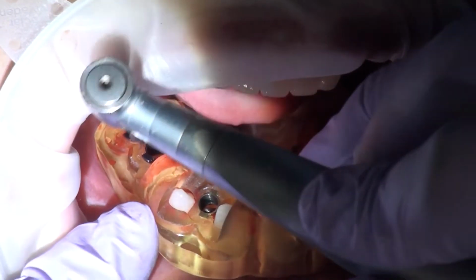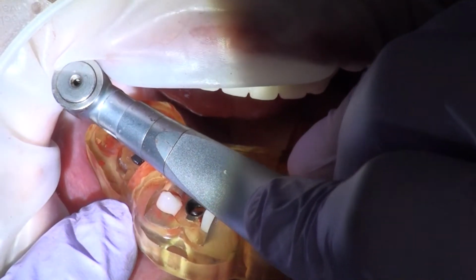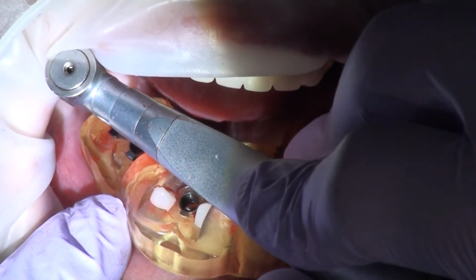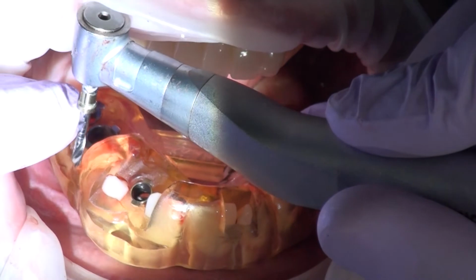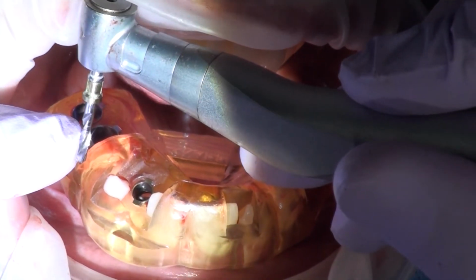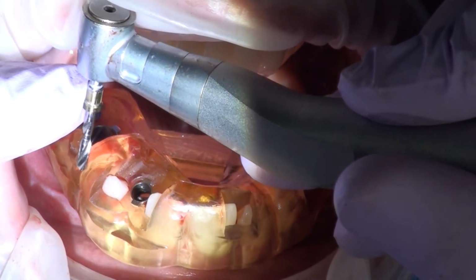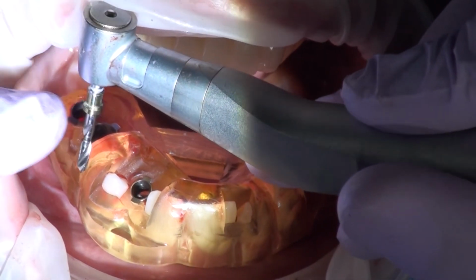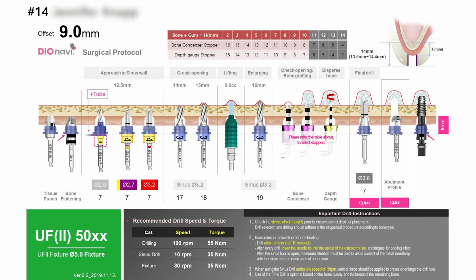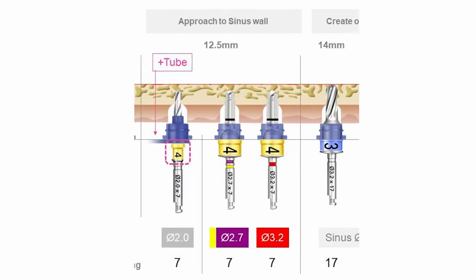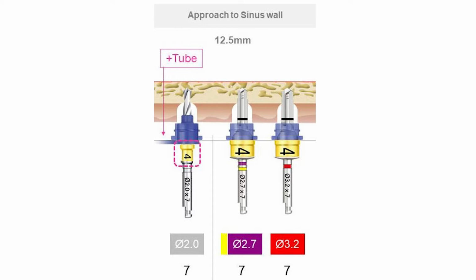Okay, so now it's time. I've already tissue punched and I already did a bone flattening drill, as you probably remember. So I'm going to go ahead and put our surgical guide tube in, and I have a 2x7 drill with a gold 4 stopper. And if you're wondering how I knew to use the 4 stopper, you would have to refer to the drilling protocol. The drilling protocol tells you that. This is part of approach the sinus wall phase, which is phase 1 of our drilling protocol.